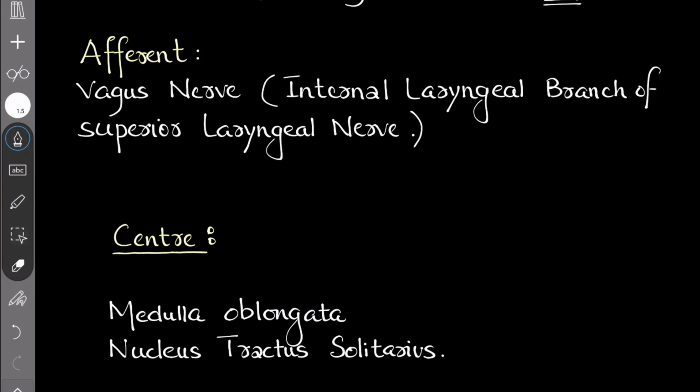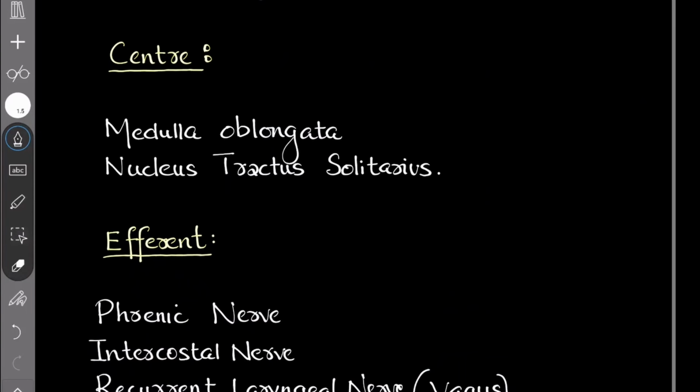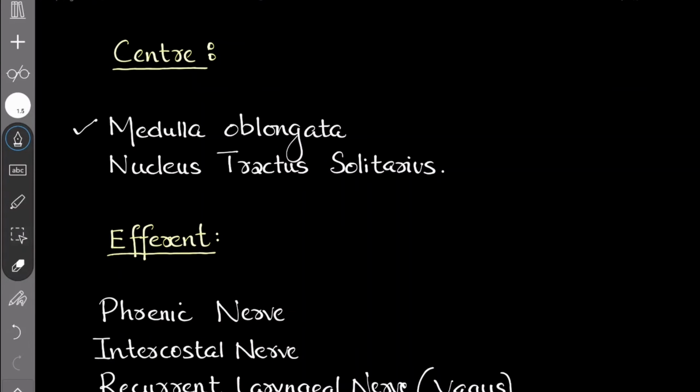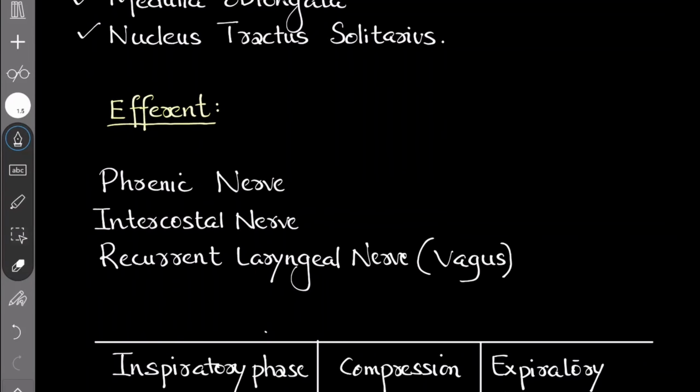Next, we check the afferent nerves. It's the vagus nerve, the 10th cranial nerve, specifically the internal laryngeal branch of the superior laryngeal nerve. That's the afferent. The centers are located in the medulla oblongata and the nucleus of tractus solitarius. The efferent is the phrenic nerve, intercostal nerve, and recurrent laryngeal nerve, which in this case is also the vagus 10th nerve.